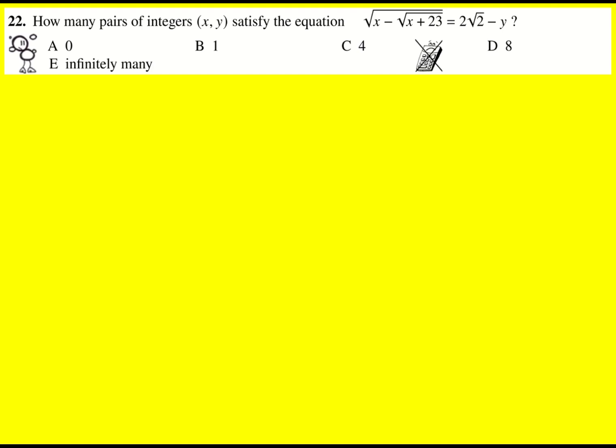Spoiler alert, there's a lot going on in this question, although you might have realized that just by looking at it and thinking, how on earth are we meant to find these integers? And the first thing to do is to get rid of that root on the left-hand side by squaring both sides. So I'm going to get this, and then I'm going to square the right-hand side as well.